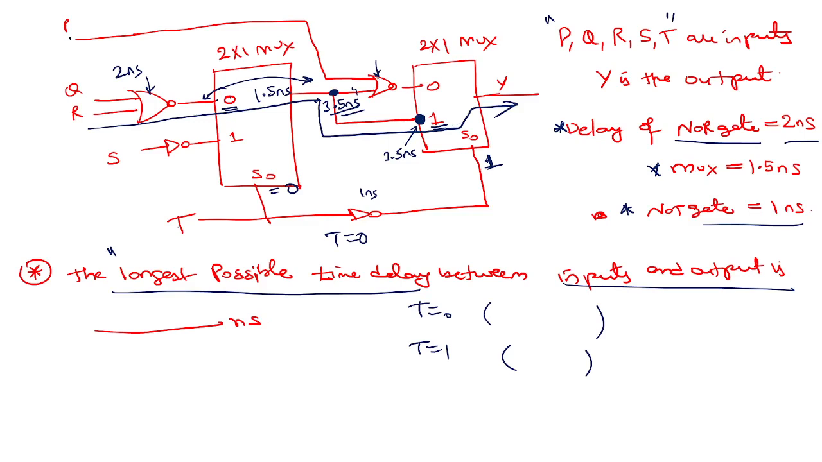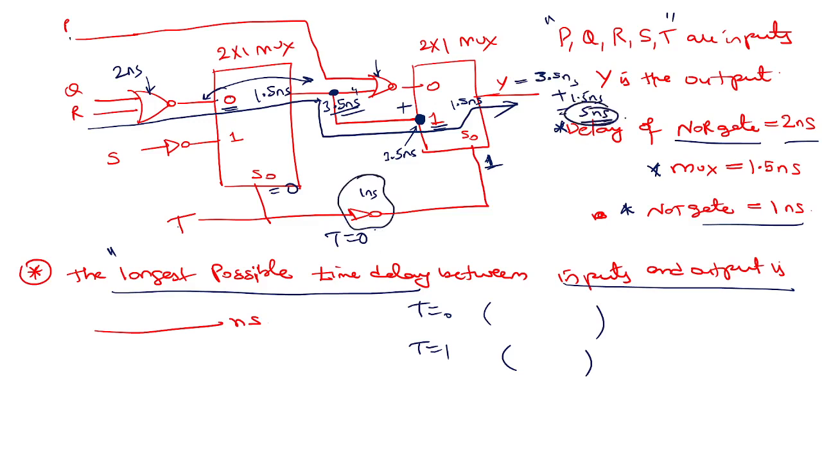Correct. So this NOR gate may not come into picture. This multiplexer has again 1.5 nanoseconds along with the 3.5, so your Y will be 3.5 nanoseconds plus 1.5 nanoseconds. Okay, it's 5 nanoseconds. Now, sir, what happened to this one?